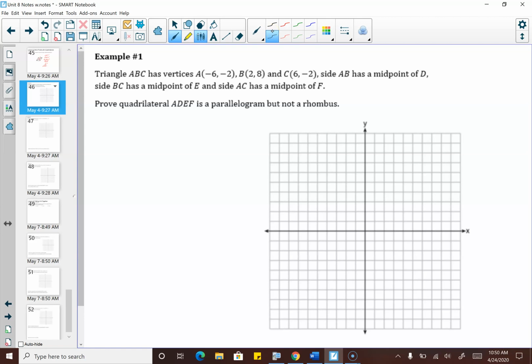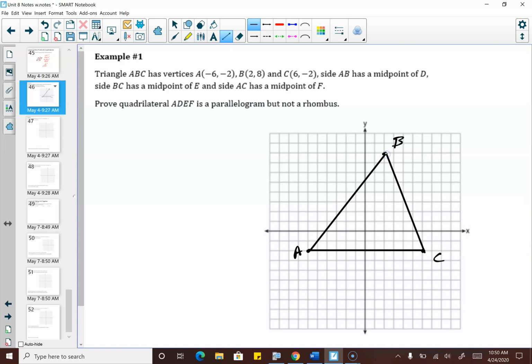All right, first things first, let's graph it. So A is -6, 1, 2, 3, 4, 5, 6, -2. So there's A. B is 2, 8. And C is 6, 1, 2, 3, 4, 5, 6, -2. Okay, so now this is a fairly big triangle, so make sure you use some sort of ruler or straight edge, something to get yourself an actual accurate triangle.